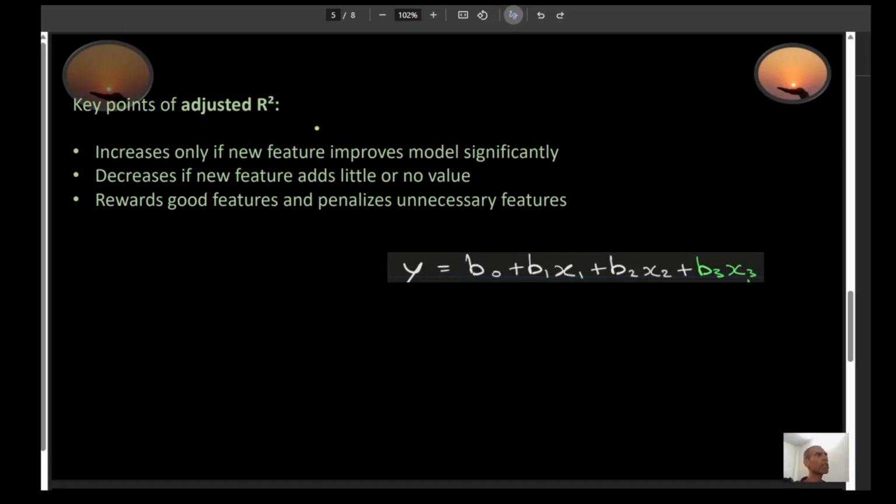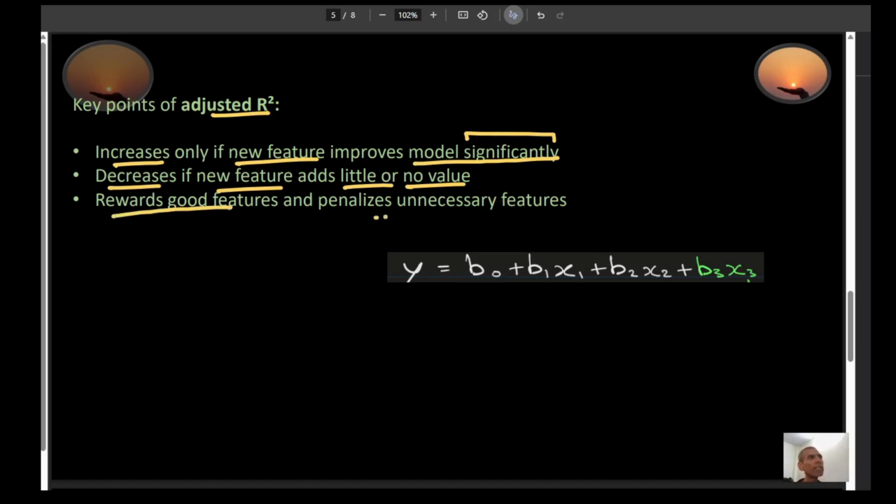Now let's look at some of the key points of adjusted R square. The first one is this: it increases only if the new feature improves your model significantly. We just saw that in the previous slide. Also, it decreases if your new feature adds little or no value, because your R square either is constant or increases just slightly. Also, it rewards good features and penalizes unnecessary features.